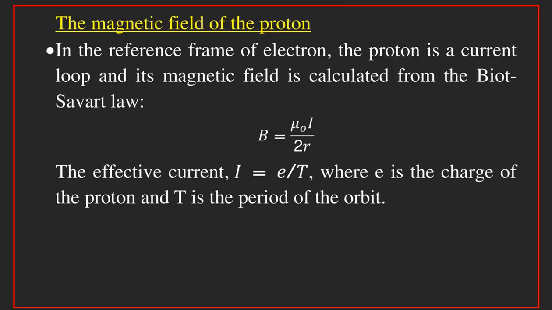Now first of all, we will calculate the magnetic field B. In the reference frame of electron, the proton is moving in a circular path. So it can be assumed to be a circular current loop. Now at the center of the current loop, the magnetic field produced, by the Biot-Savart law, is mu_0 I by 2R, where I is the current and R is the radius of the circular path. Here I, the current, is equal to charge by time. It is equal to e by T, where e is the charge of the proton and capital T is the period of revolution of the proton.